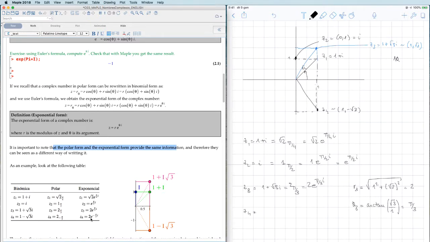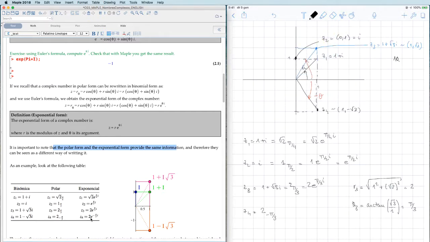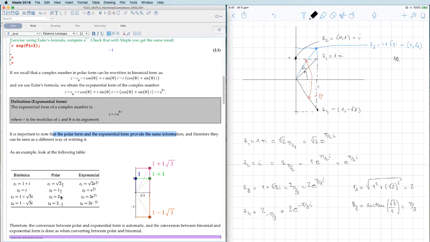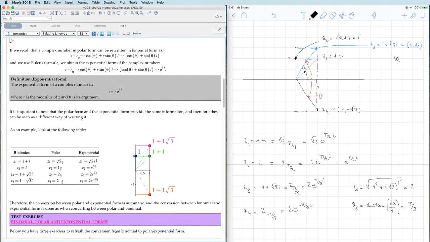So this number has the same modulus as before, you can check it, and the argument, so this and this have opposite signs. So we have the same modulus and an opposite argument, so this is going to be minus pi over 3i. Okay? The important thing, since the polar and exponential form contain the same information, the conversion between exponential and polar is automatic, and the conversion between binomial and exponential is the same as when we convert between polar and binomial.